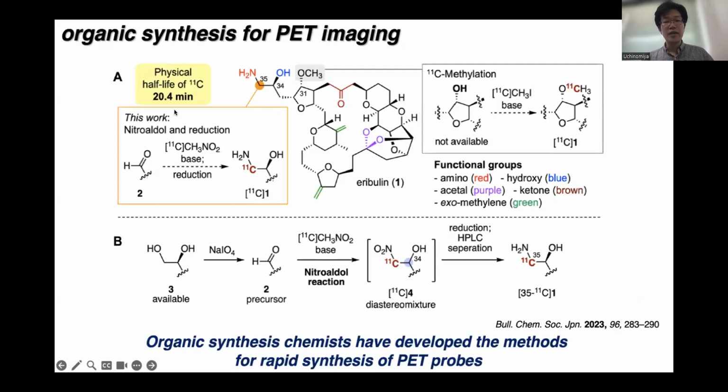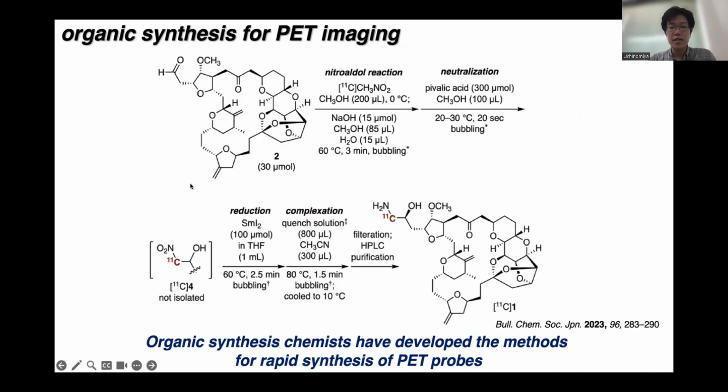Again, the half-life of carbon-11 is only 20 minutes. There are several methods to introduce carbon-11 to this probe, and in this paper, the authors developed a new synthetic method using the nitroaldol reaction to introduce the carbon-11 here. And this is a synthetic route for the PET probe.